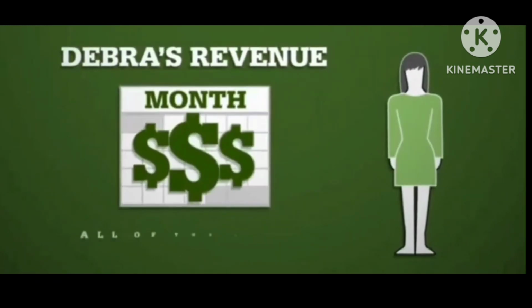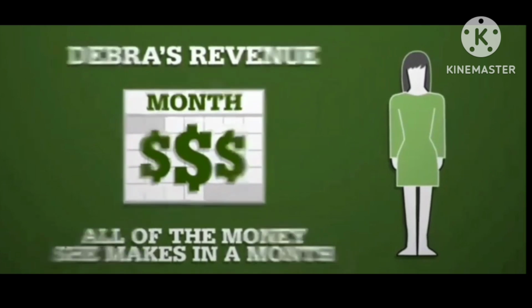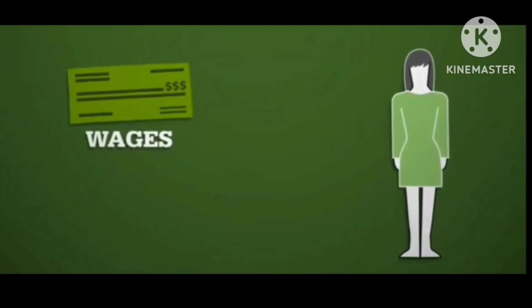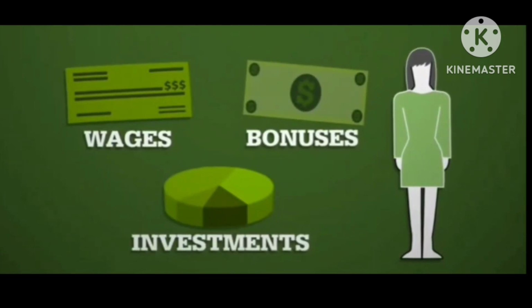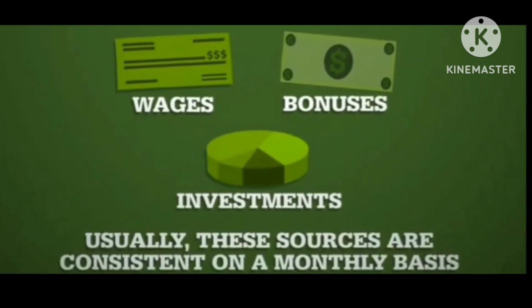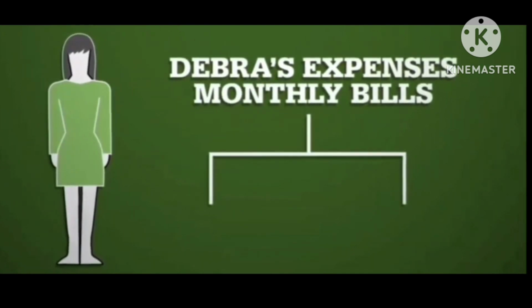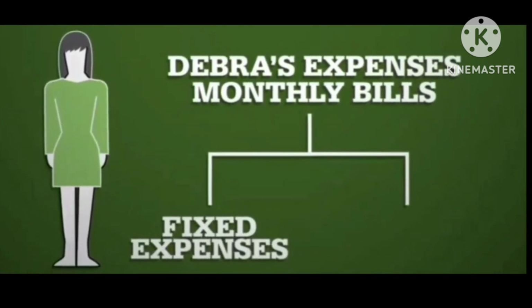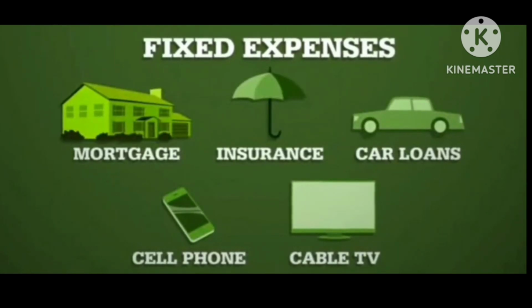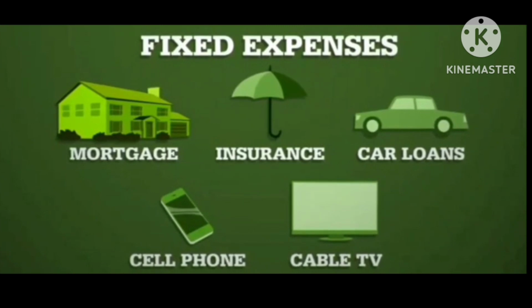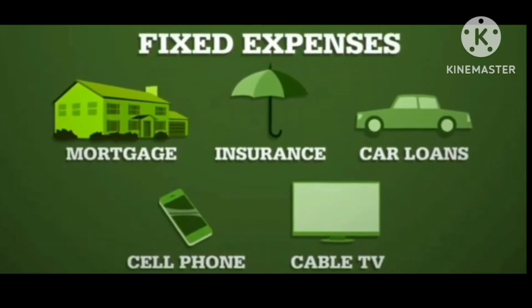Deborah's revenue is all of the money that she makes in a month. This includes income sources like wages, bonuses, and investment income. Usually, these sources are consistent on a monthly basis. Deborah's expenses include all of her monthly bills, which are broken down into two categories: fixed expenses and variable expenses. Fixed expenses are the payments for bills that are the same every month, such as mortgage, insurance, car loans, cell phone, and cable bills.